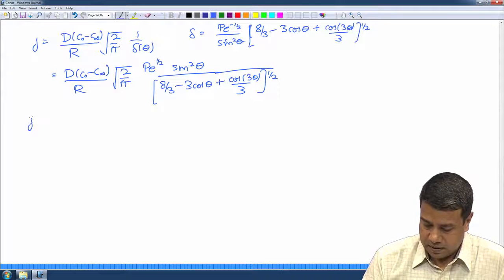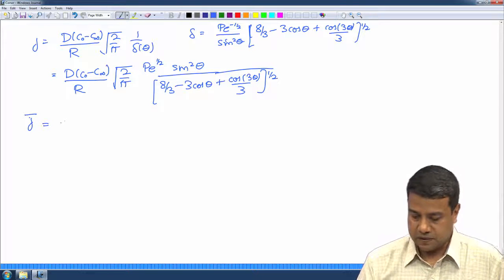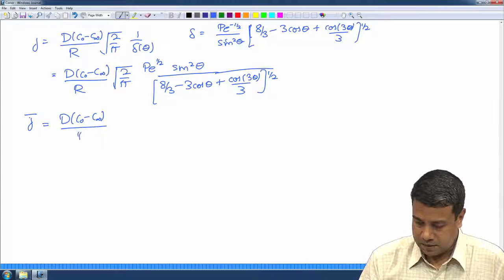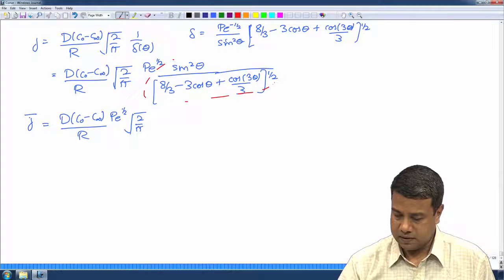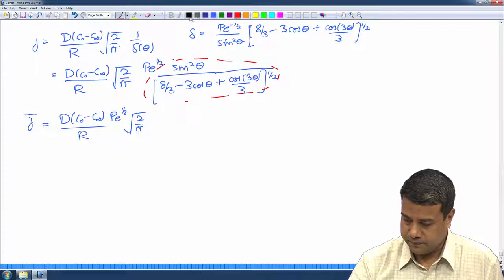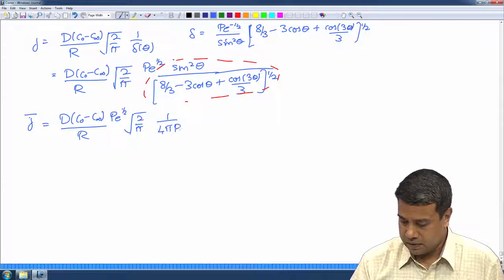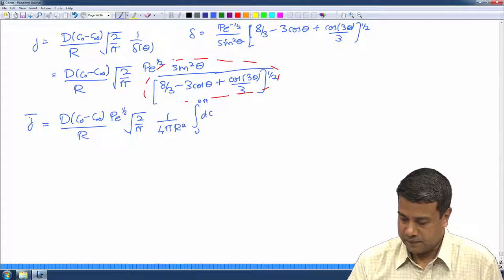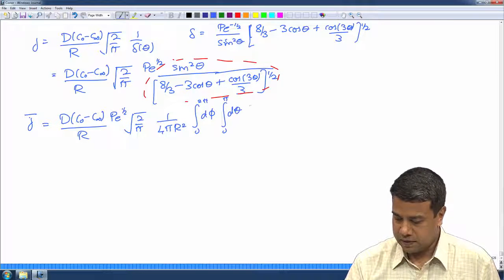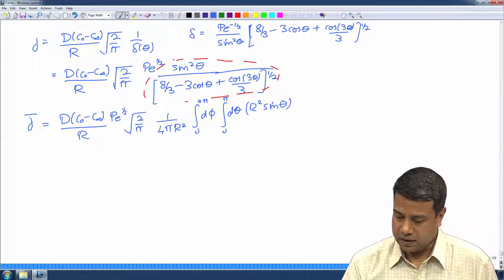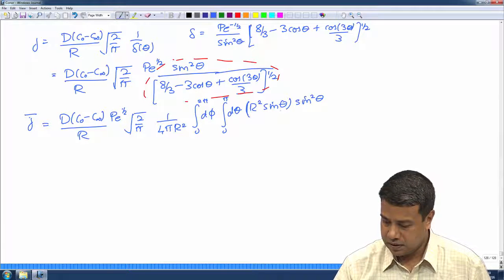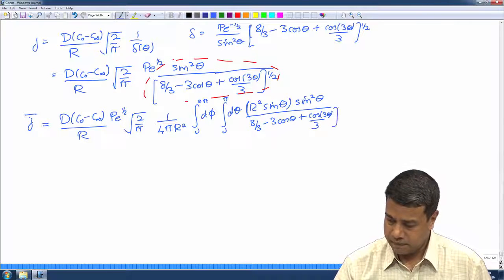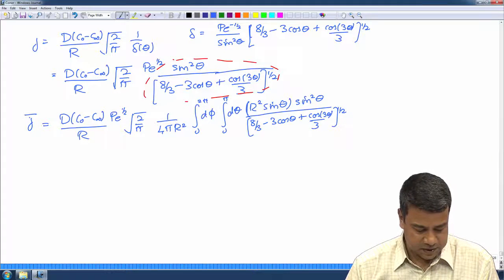The average flux in the radial direction is going to be equal to the surface integral of this. When you take the surface integral, I will get C naught minus C infinity by R, Peclet number to the half, root of 2 by pi. The only thing that depends upon theta is this one. So the surface average is going to be equal to 1 by the surface area, integral from 0 to 2 pi of d phi, integral 0 to pi of d theta into r square sin theta. The area element is r sin theta d phi times r d theta. So I will get an r square sin theta here times this function, sin square theta divided by the denominator, and I have to do this integral.